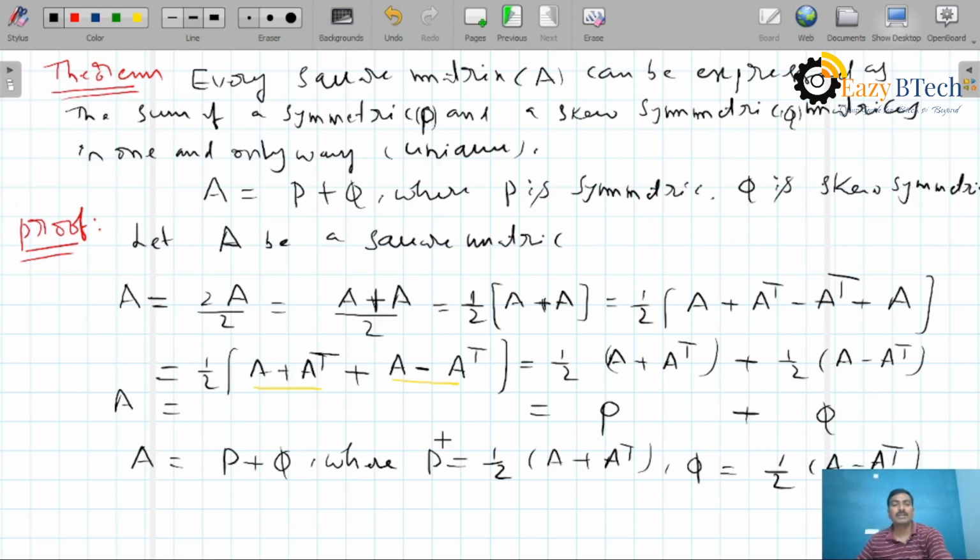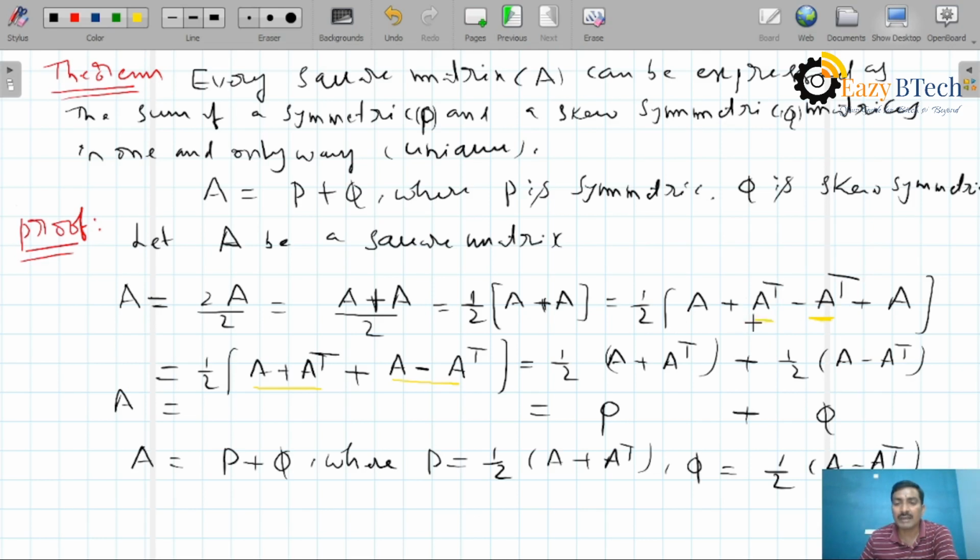Okay, once again see my dear students, I will explain this step once again. According to our theorem, first we have to take one square matrix. Let A be a square matrix. Capital A can be written as 2A by 2. The 2s cancel, and again you will get capital A. So 2A means A plus A, divided by 2. This denominator 2 I can write as 1 by 2 into A plus A. That equals 1 by 2 into A plus A, where I am adding A transpose and subtracting the same matrix, plus A transpose minus A transpose. Both cancel, and again you will get A plus A.